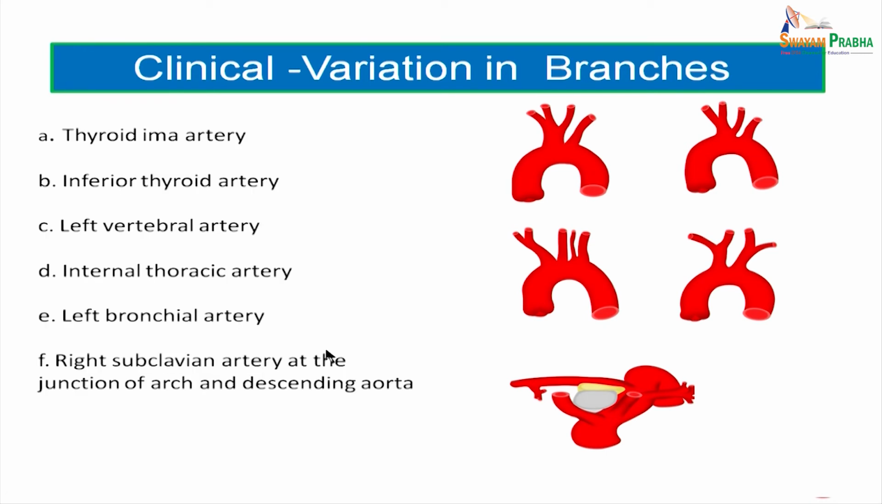These are the usual extra branches which can arise as direct branches of the arch of aorta. One is the thyroidea ima artery, the inferior thyroid artery, the left vertebral artery, the internal thoracic artery, the left bronchial artery, and of course, this right subclavian artery present at the junction of the arch of aorta and descending thoracic aorta. So, these can arise directly from the arch of aorta and they are extra branches. These are the number of variations which we come across.